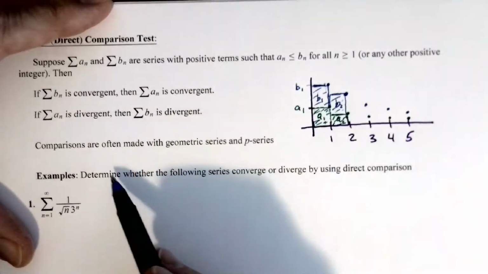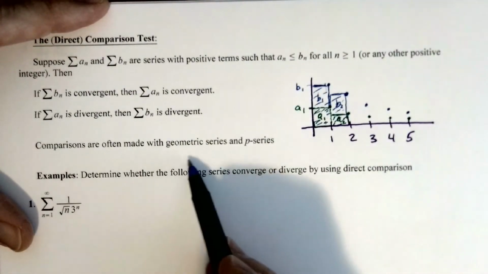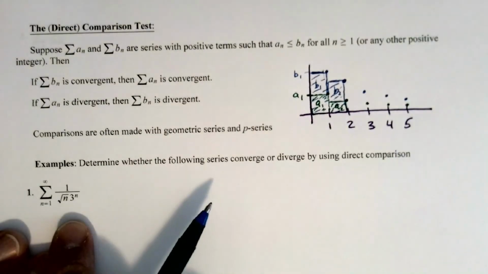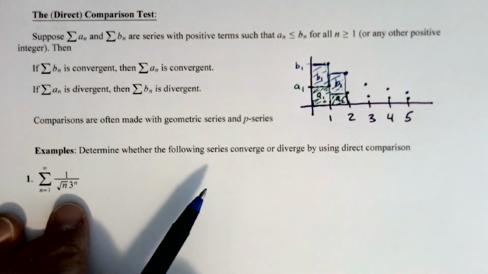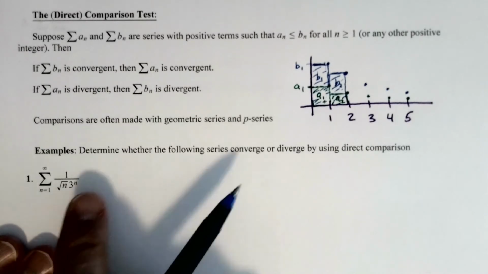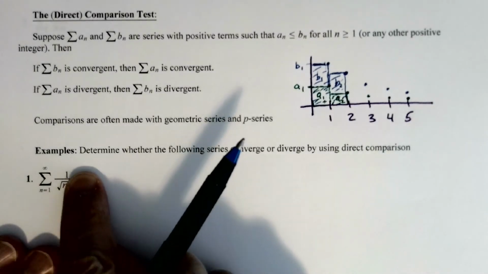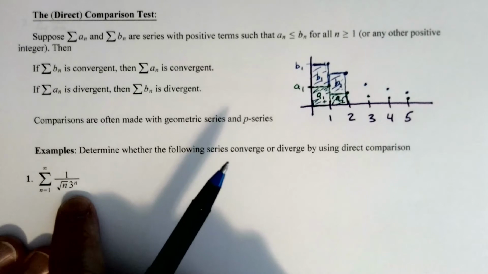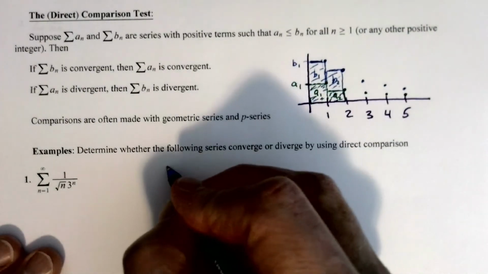Now, what do we do with direct comparison? As I said, we often compare with geometric series or p-series, ones that we can quickly determine. And I want to look at this example here first. This one looks kind of like a p-series. We did one where it was 1 over the square root of n, which is n to the 1/2, so p equals 1/2, but we've got this extra 3 to the n in the denominator. But let's see if we can compare those two.